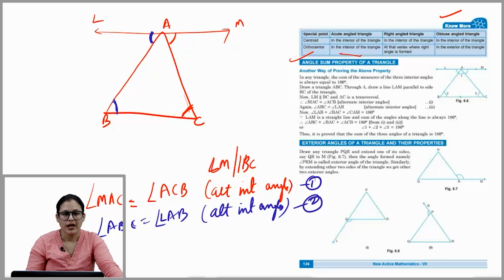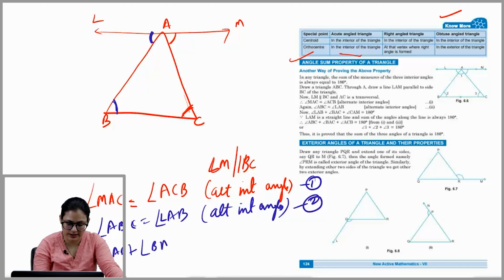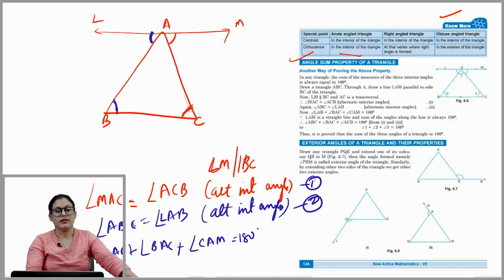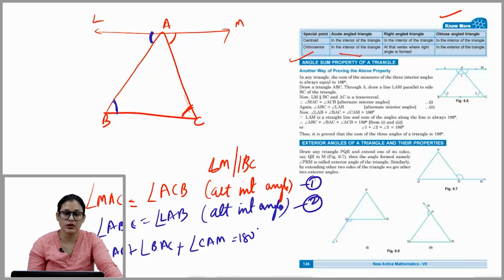Now, angle LAB plus angle BAC plus angle CAM is equal to 180 degrees. Why? Since LAM is a straight line and the sum of the angles along a line is always 180 degrees.